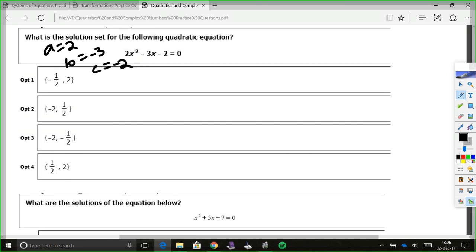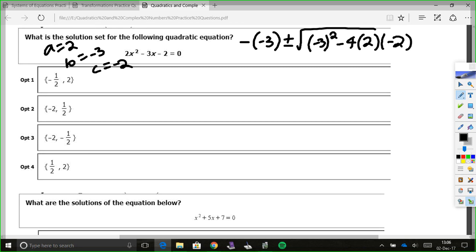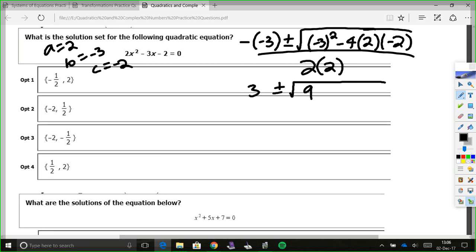So remember the formula is going to be negative B, so it'll be a negative 3 plus minus the square root of B squared, which is negative 3 squared, minus 4 times A, which is 2, and C, which is negative 2. All divided by 2 times A, which is 2. So this negative 3 is going to be a positive 3. Negative 3 squared is 9. And then 4 times 2 times negative 2 will be minus negative 16, which would be plus 16. Because it'll be a minus a negative number, which is why I have the plus sign there.